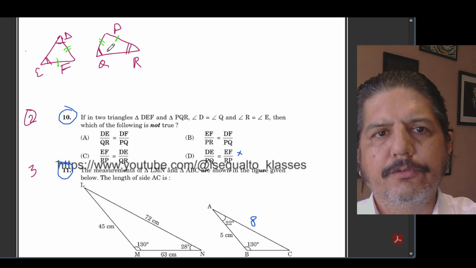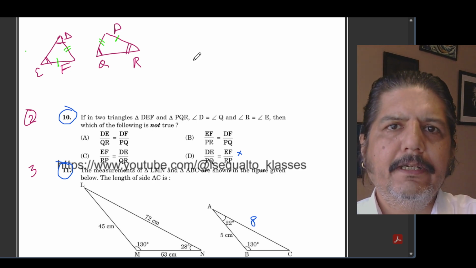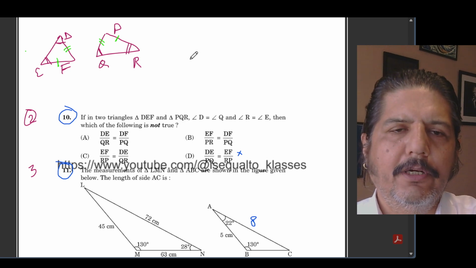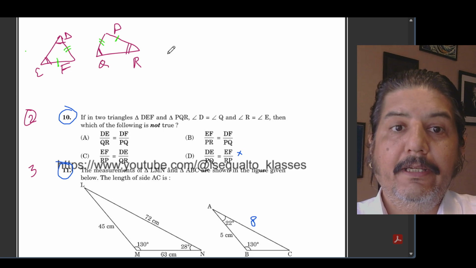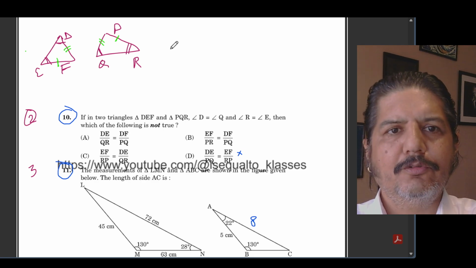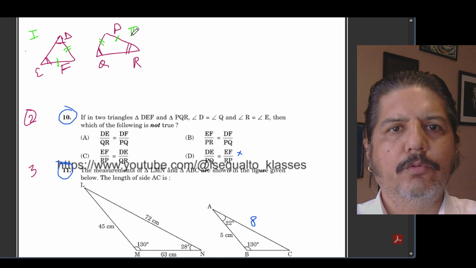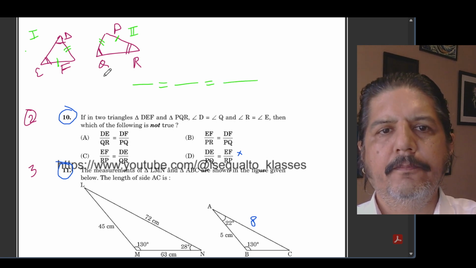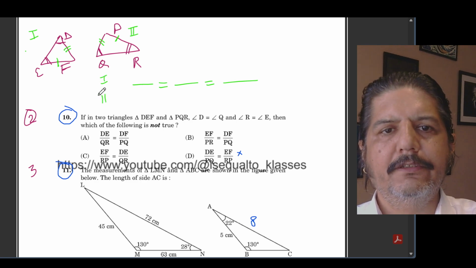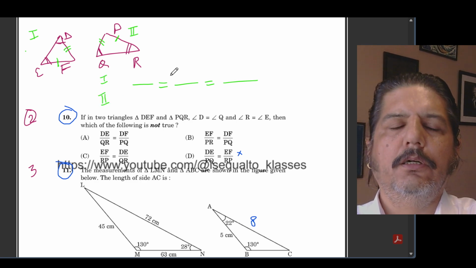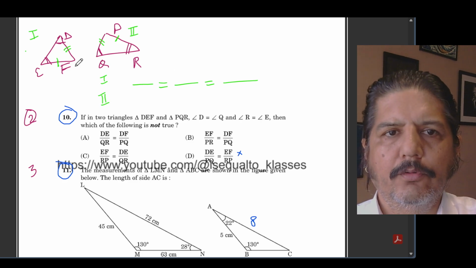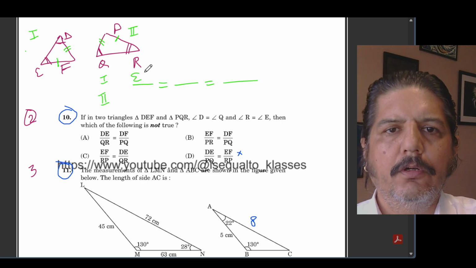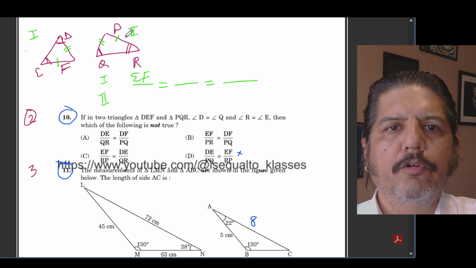Now, if you take the ratios, I'm describing it in detail so that you don't face any difficulty in the exam. When I'm taking the ratios, I just have to take the ratios of the corresponding sides. I'm starting with triangle 1 and I'll go to triangle 2. So my numerator will always have sides from triangle 1 and my denominator will always have sides from triangle 2. Just keep this in mind. So let's start. This would be EF, this would be PR.